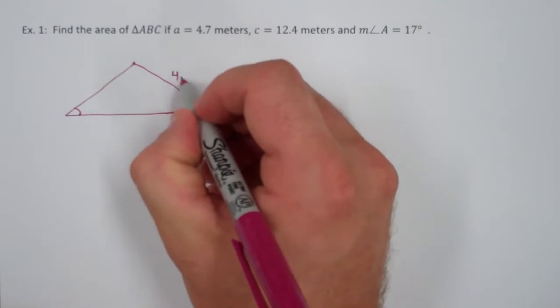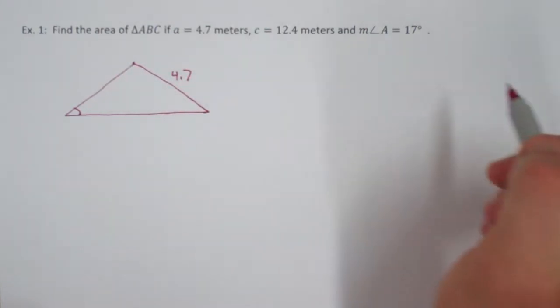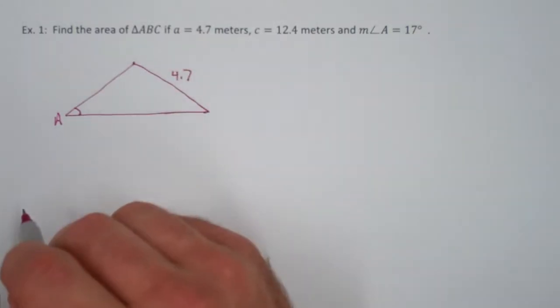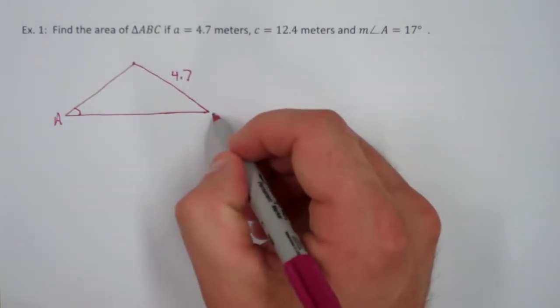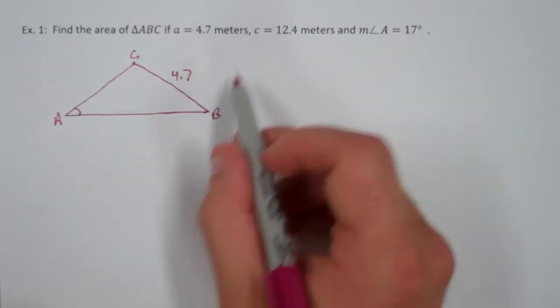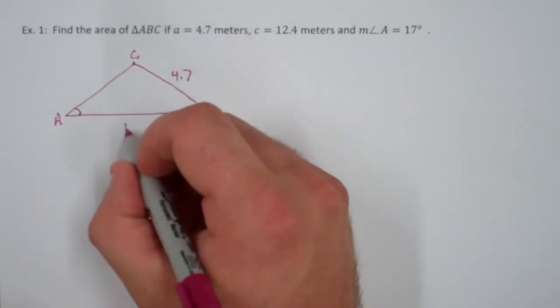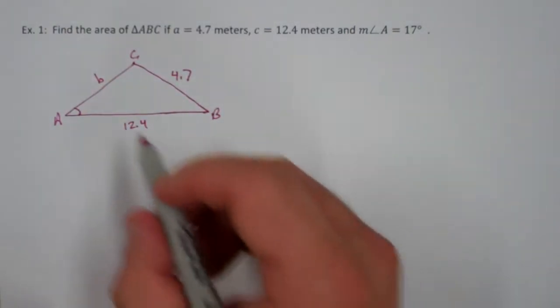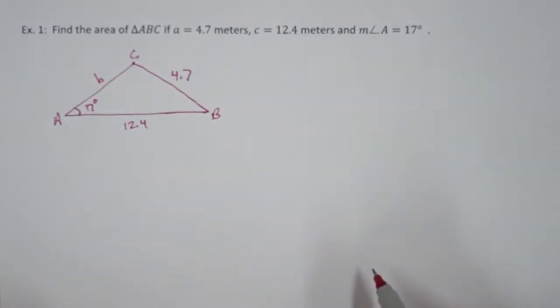Let's make this A here. A will be 4.7 then. We know the unit is meters, we'll keep that in mind. And that's A then. And then let's just go B here and C. This is kind of longer and C is going to be longer, so let's do 12.4. And we don't know B here. And A was 17 degrees.